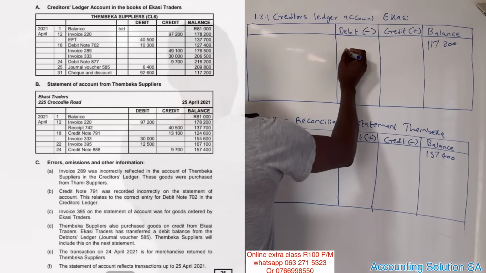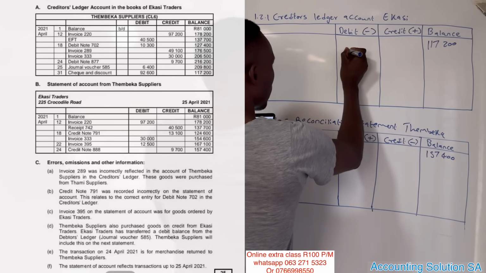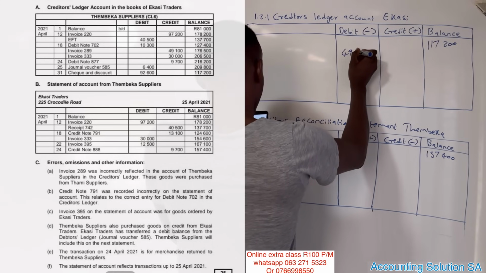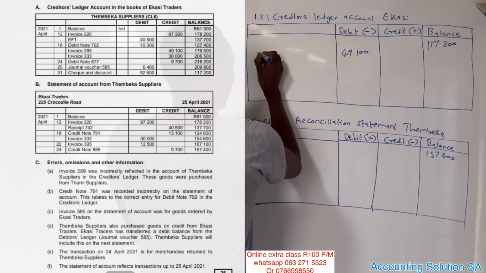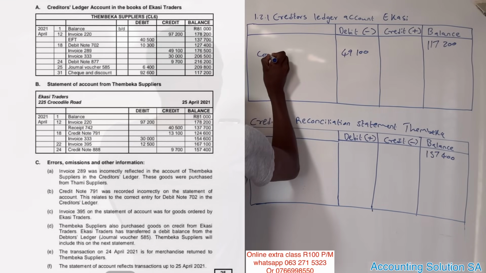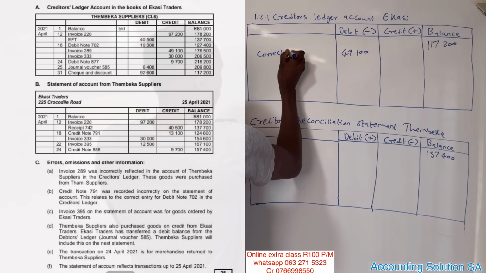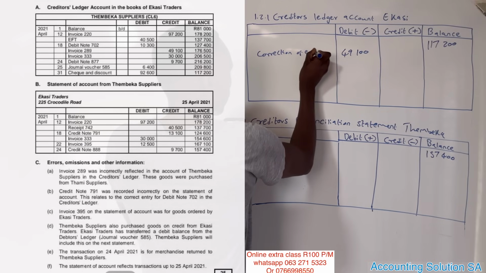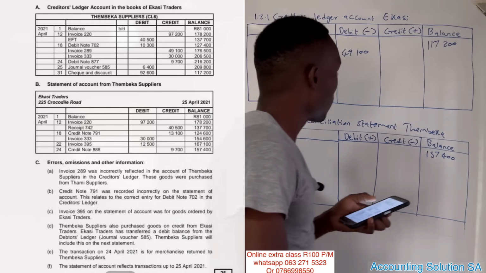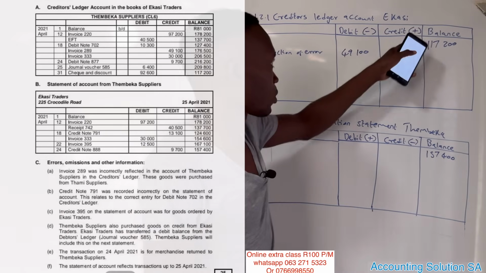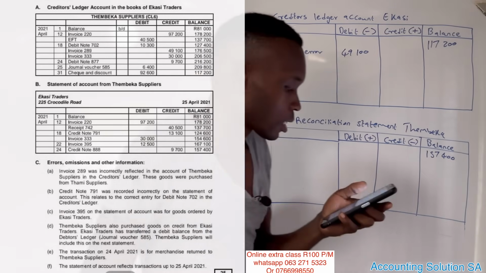We are going to deduct 49,100. Okay. Correction of error. It was incorrectly recorded. Very simple. We subtracted it because it was added on the credit.